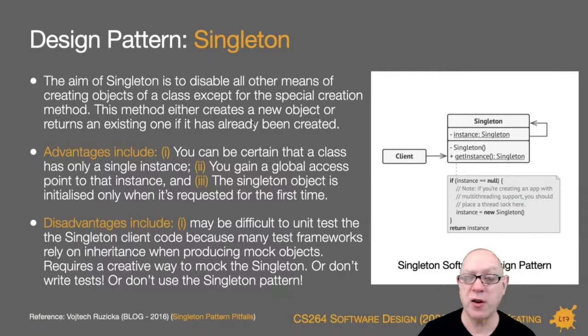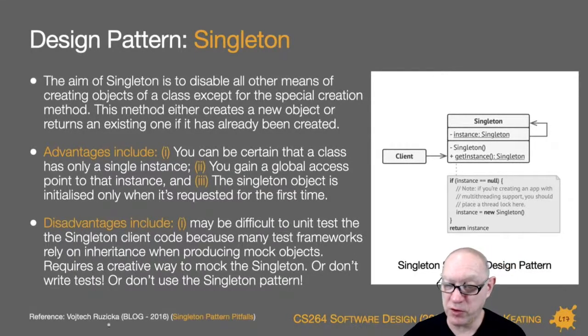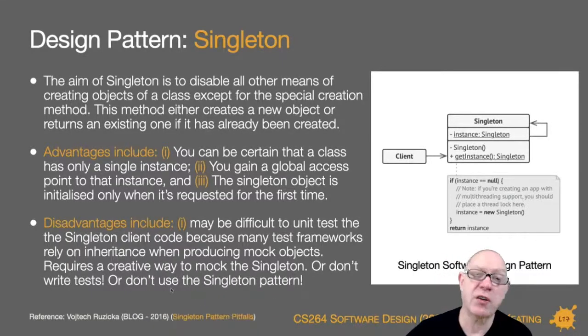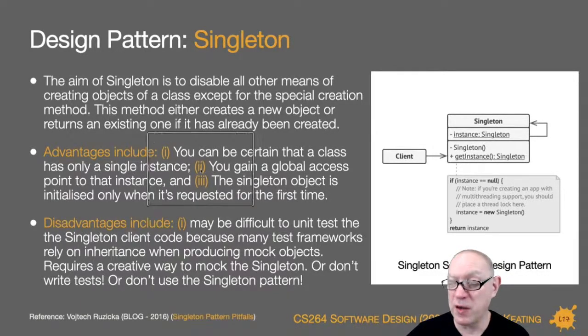Some advantages here, and I took some of these advantages from this blog here on the Singleton pattern pitfalls. Really nice articles, worth reading. And the advantages include, you can be certain that a class only has a single instance, you gain a global access point to that instance, and the Singleton object is initialized only when it's requested for the first time.